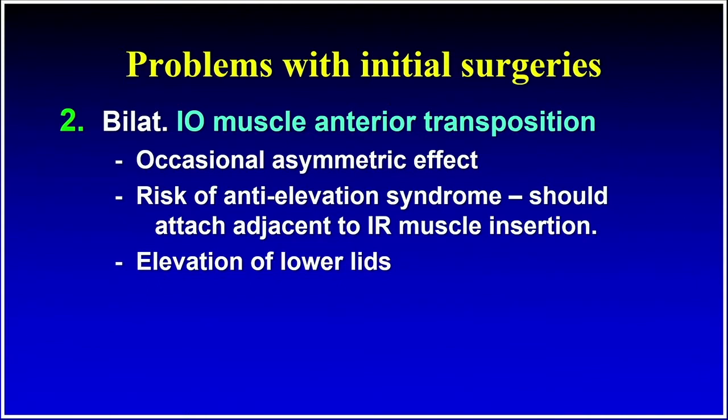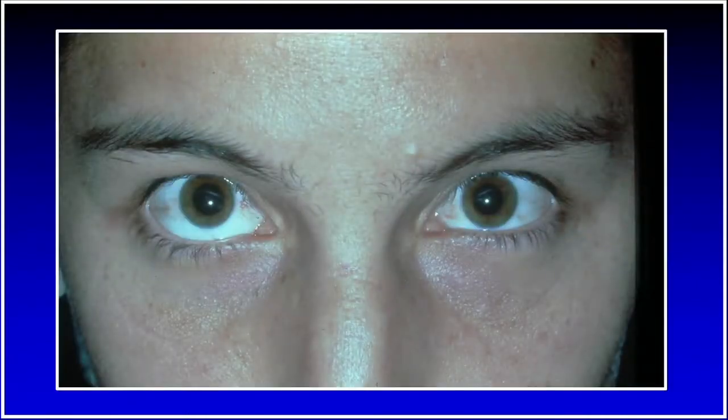This girl had a unilateral anterior transposition of the inferior oblique muscle on her left eye by somebody else, and in upgaze, the right eye is normal. That's how the eye should look in upgaze, but in the left eye, you see the lower lid coming up with the left eye, giving this weird appearance. So you certainly do get some lid elevation, especially in upgaze with these problems.